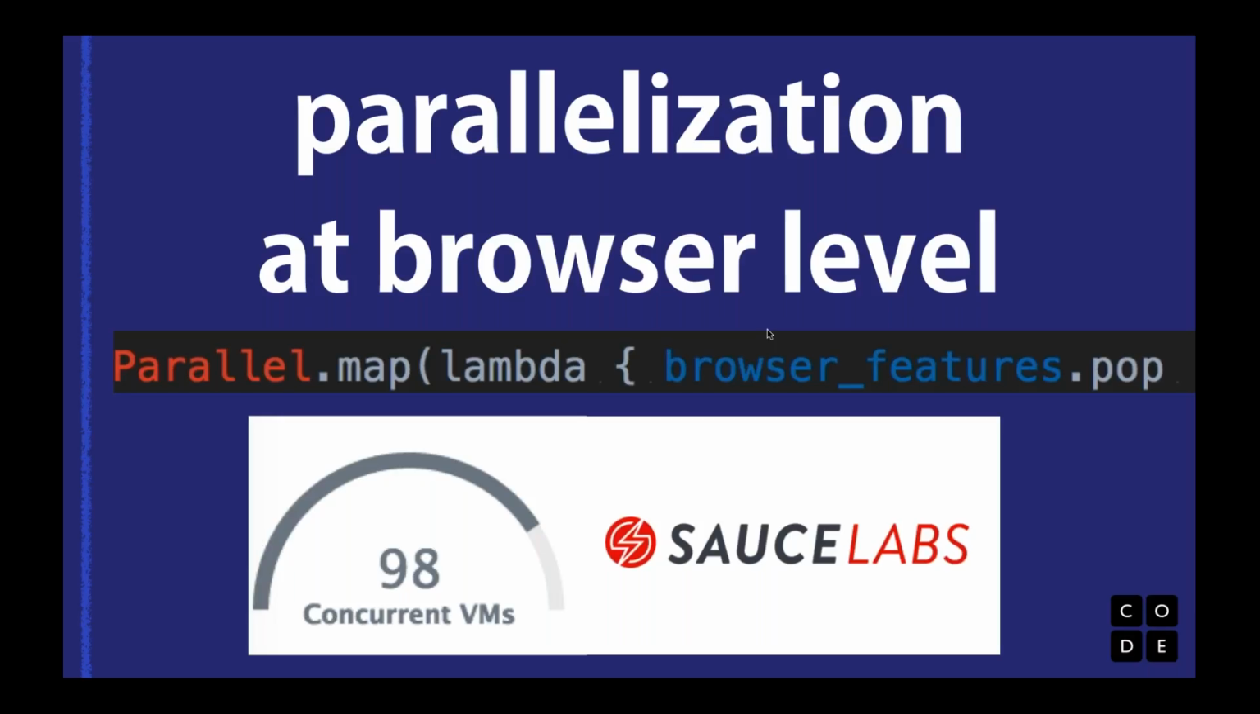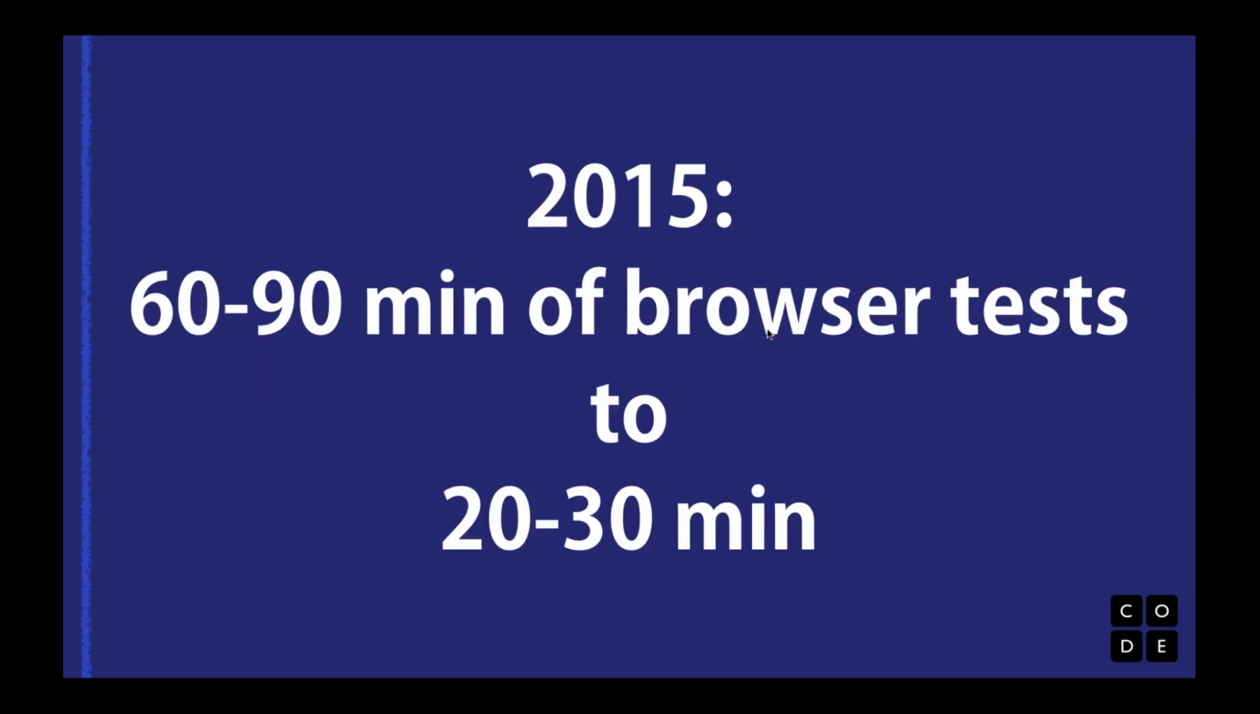You can see the interface in the bottom there. That's a test when 98 VMs are running concurrently. That is extremely helpful because then, rather than just a single stream or slightly more streams, you can have a bunch of tests all running on these browsers. Basically, in our case, we say, hey, there's a Ruby library, Parallel.map, and then we say for each of these browser features, run this code, and over time that ends up saving a lot of time.